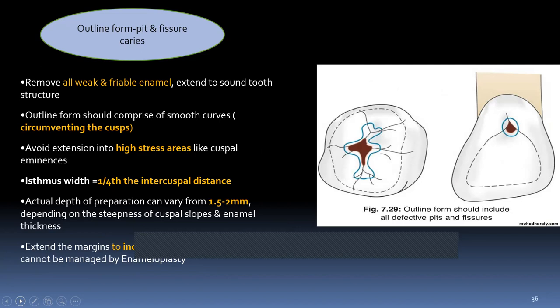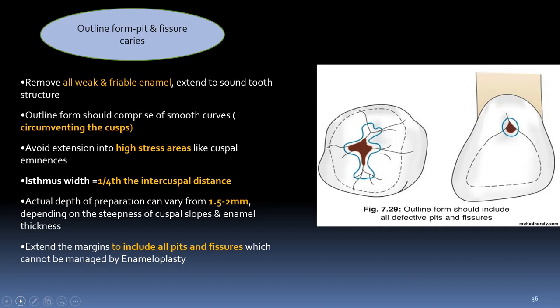Coming to the outline form of a pit and fissure caries, here in the diagram we can see the pit and fissure caries. We have to remove all the weak and friable enamel and extend the cavity outline into the sound tooth structure. The outline form should comprise smooth curves, without any sharp edges. This is known as circumventing of the cusp, and we avoid extension onto high stress areas like cuspal eminences. And the isthmus width should be around 1/4 of the intercuspal distance.